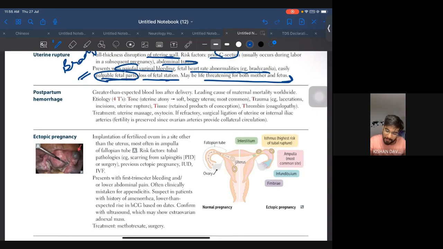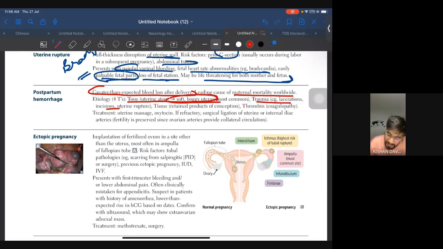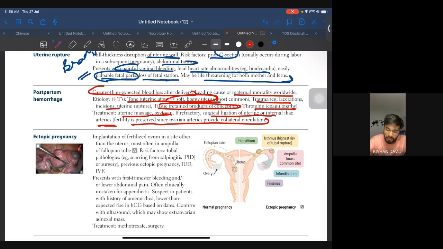Coming to postpartum hemorrhage: greater than expected blood loss after delivery, leading cause of maternal mortality worldwide. Tone: soft boggy uterus. Soft boggy uterus very important. Trauma: lacerations, incision. Okay. Tissue: retained products of conception. Thrombin. Treatment: uterine massage, oxytocin. If refractory, surgical ligation of uterine or internal iliac artery. Fertility is preserved as ovarian arteries provide collateral circulation. This entire paragraph is very important.